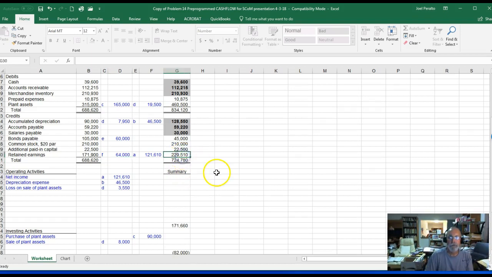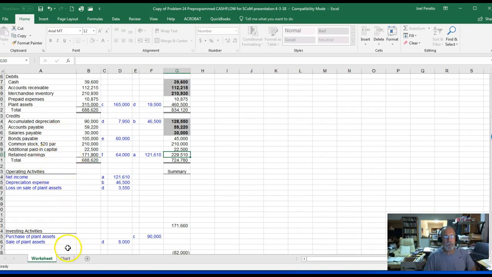Let's see if our retained earnings balance is where we need it to be, and it is $229,510. So we're slowly getting to where we need to be, and I think we have one more additional data transaction to take a look at, and that's item G. Issued 1,500 shares of common stock at $27 per share.